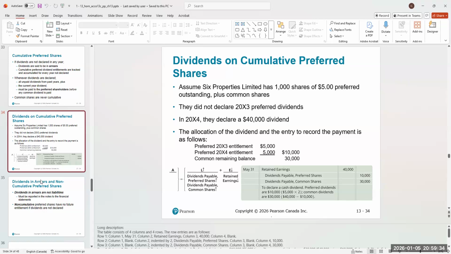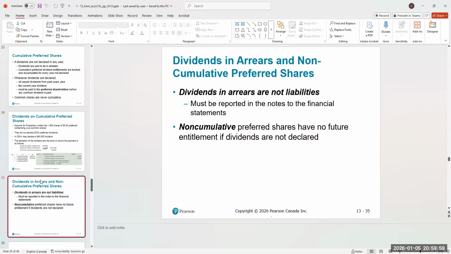We have 1,000 preferred shares outstanding, which pay a $5 dividend. In 2023, we haven't declared a dividend. So we owe $5,000. Those preferred shares are entitled to a $5 dividend for 2023. That's what's going to happen if there's dividend in arrears. Again, it's not a liability, but it's going to be reported in the notes to the financial statements.